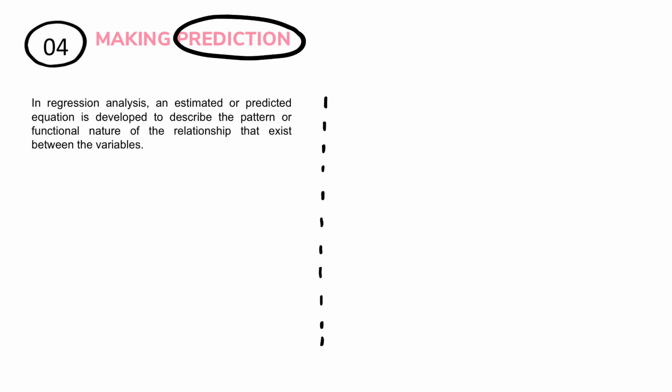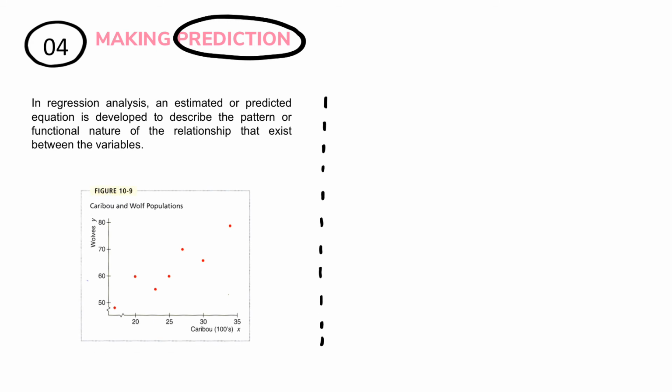In regression analysis, an estimated or predicted equation is developed to describe the pattern or functional nature of the relationship that exists between the variables. So previously we have discussed how to develop the least square equation using the least square method that represents the behavior or the relationship of the two variables in a scatter diagram.